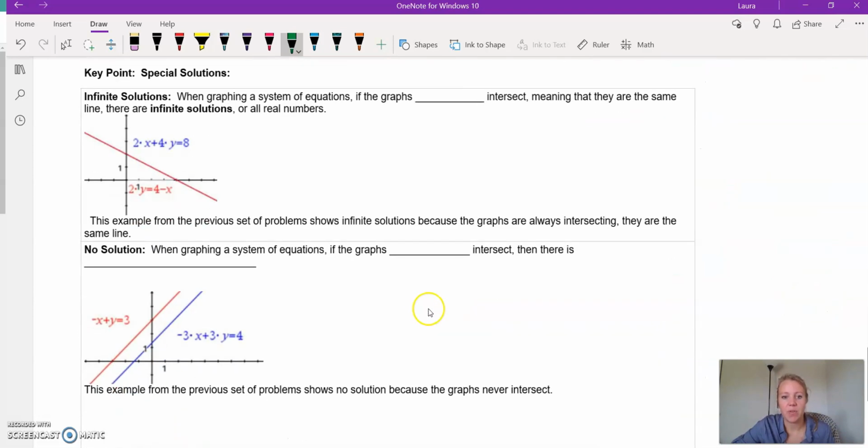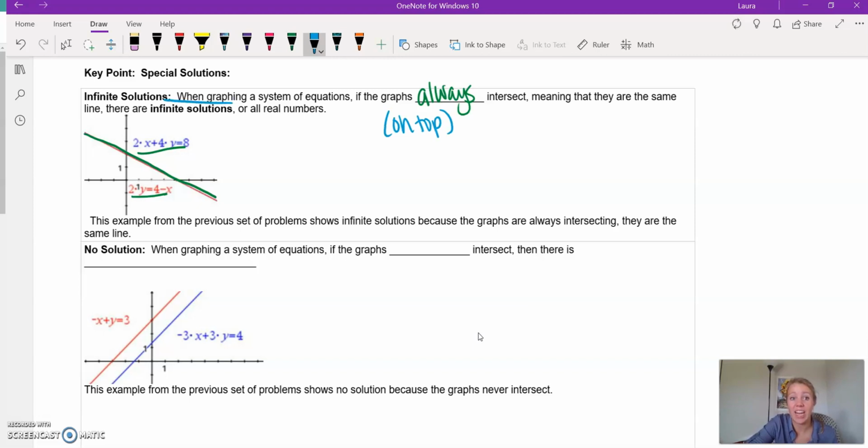Okay, the last thing I want to go over really quick are just some special cases, some weird things that you might see. Look at this graph. They graphed 2 lines, but notice that I only see 1 line on this graph. So when graphing a system of equations, if the graphs are always intersecting, meaning they're on top of each other, that means that they are the same line, therefore there are infinite solutions.